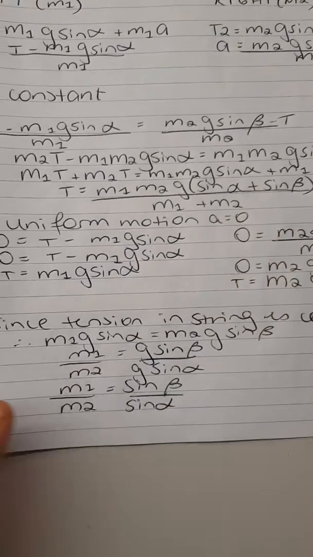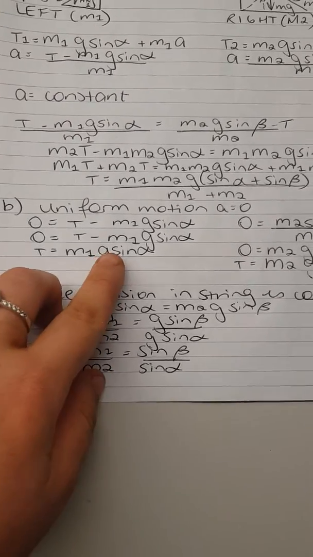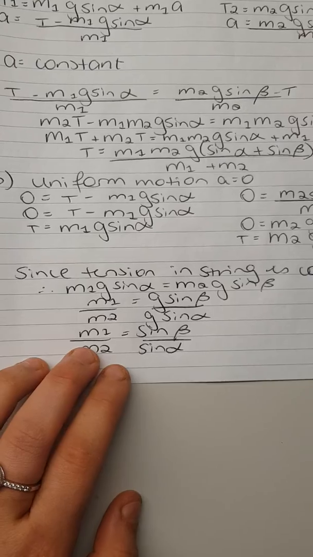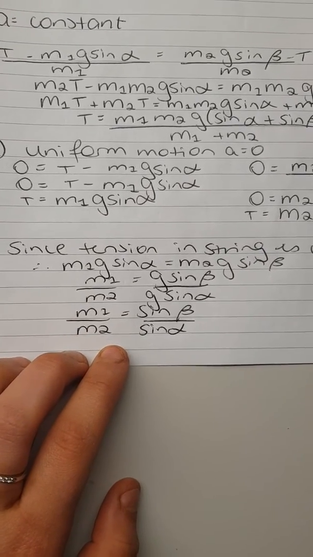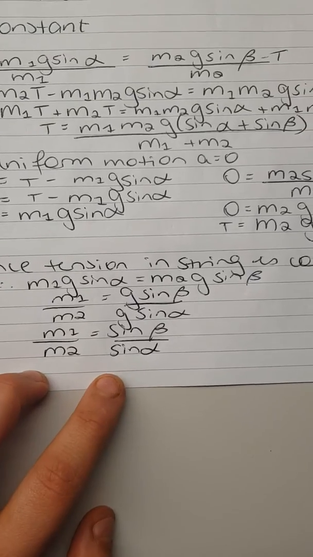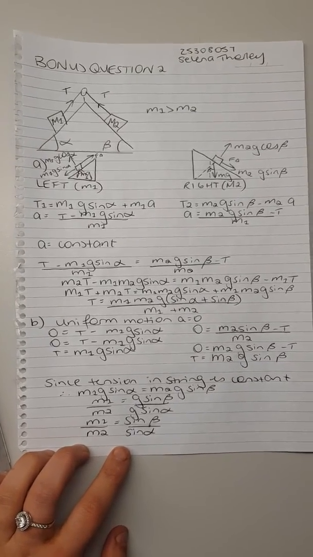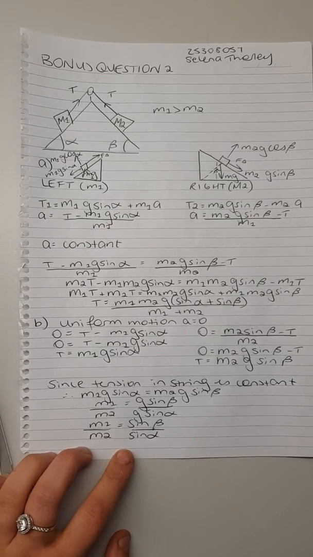Once you get this, since the tension in the string is constant, you sub these equations to equal each other, and you rearrange the equation until you simplify it to get mass 1 over mass 2 equals sine beta over sine alpha. And that is the solution for both part A and part B.